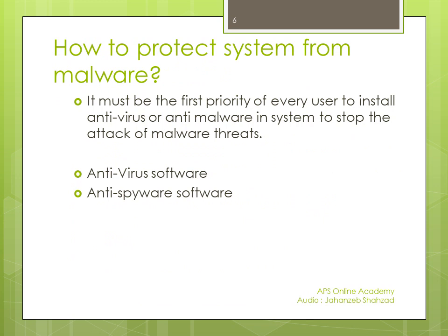So now the question is, we have already discussed different types of malware and software. The thing is how we can protect our system against such threats, whether your system is under attack or not. Securing the system must be our first priority. So we must install antivirus or any other anti-spyware in our systems to stop the attack of malware threats or to minimize malware attacks.